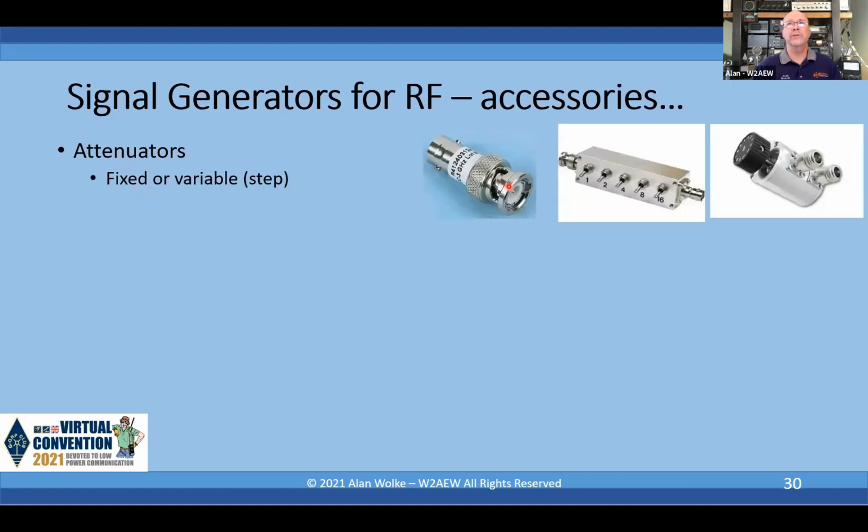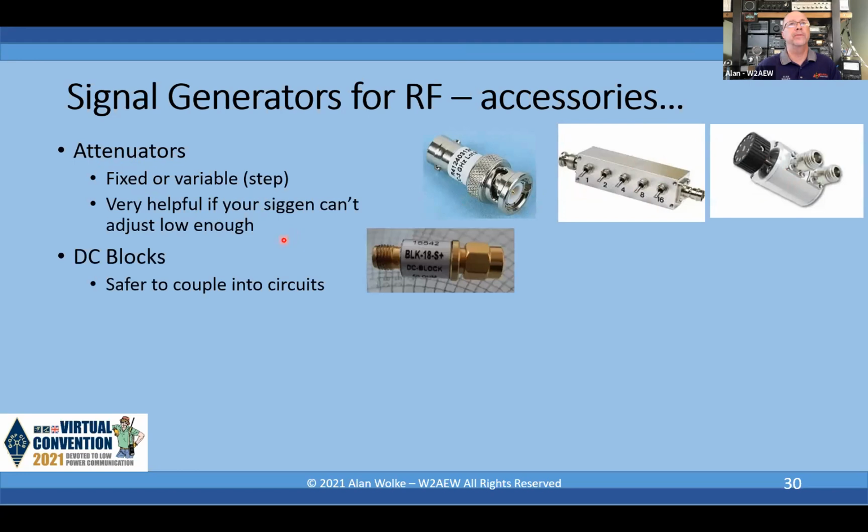And they could be either fixed or step or variable attenuators. Okay, again, very helpful if you can't go low enough on your SIG-Gen. DC blocks, not so much because the signal generator is generally not going to have a DC offset, but you might try to couple into a circuit that's got some DC bias on it. So you might want to have a coaxial DC block, not only to use on the front end of your spectrum analyzer, but also to couple signals into your circuits without having the DC offset in your circuit back feed into your generator.